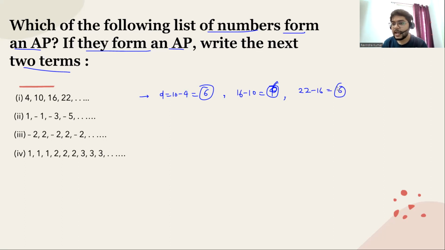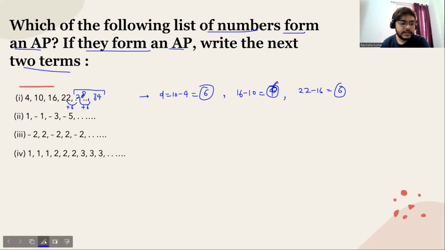And what is happening in this series? Adding 6 to the previous term to get the next term. So if we have to find the next two terms, what we will do is add 6 to 22, so we get 28 here, again by adding 6, we will get 34. So these are the next two terms of the first series. I hope you got the point.